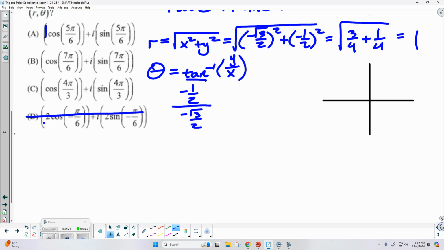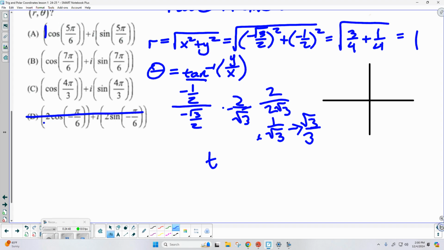So we need to simplify that first. We're multiplying by the reciprocal. That's going to give me 2 over 2 root 3. So it's 1 over root 3. And she went ahead and rationalized. Good. So this is what we need. We need tangent inverse of that, root 3 over 3.